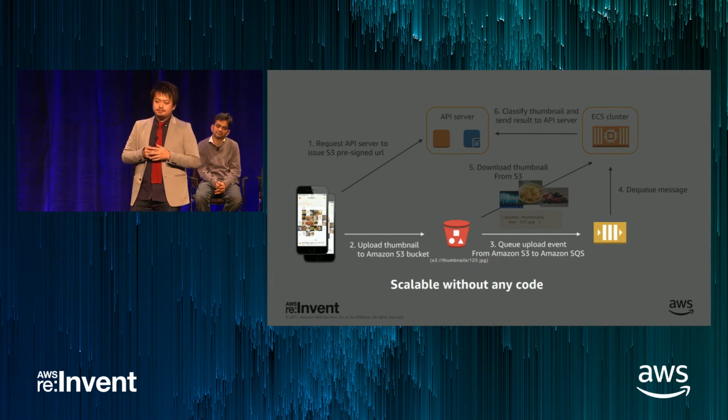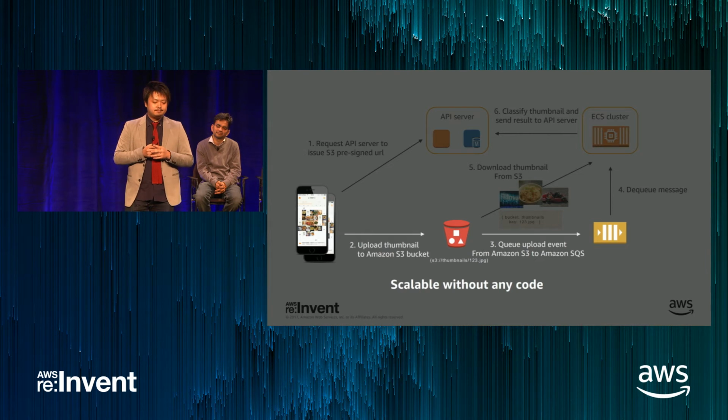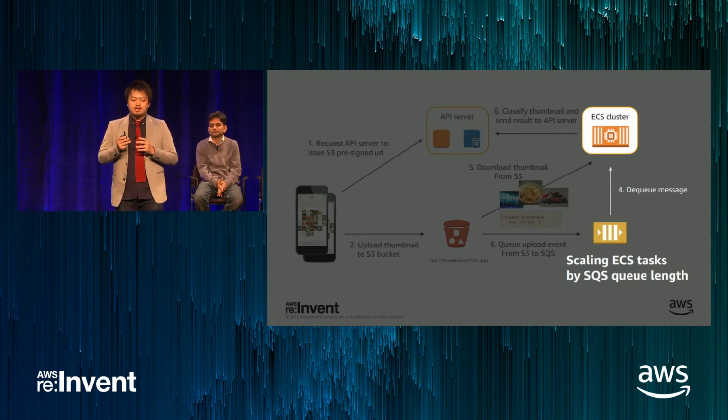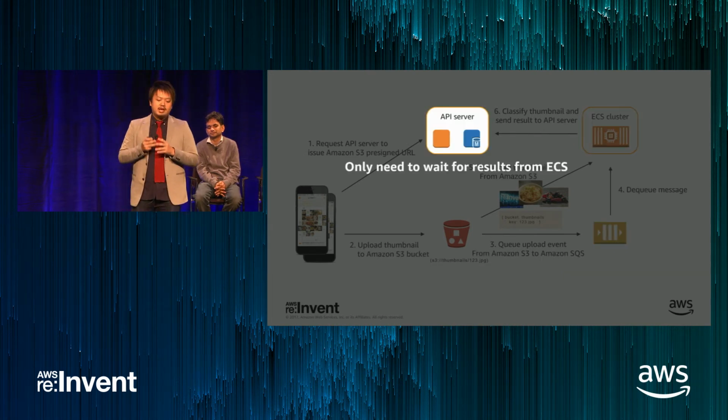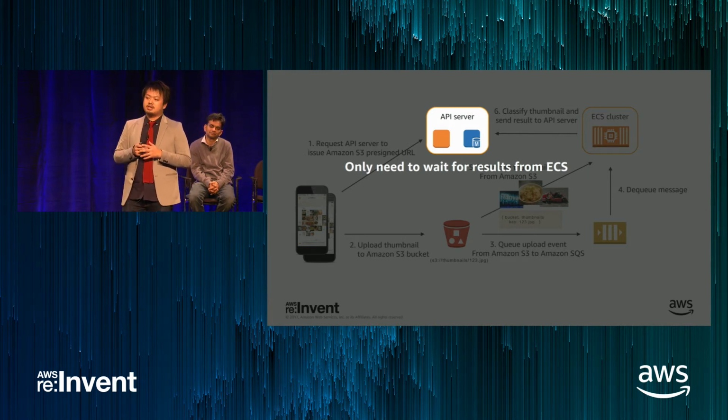This is my architecture. With direct upload to S3 and using SQS, we could build a scalable architecture without preparing an image upload server. Even if the amount of uploaded images increases, the image classification that is running on ECS scales out quickly, depending on the queue length of SQS. The API server only needs to issue the pre-signed URL of S3 at first, and then wait for classification results from ECS.